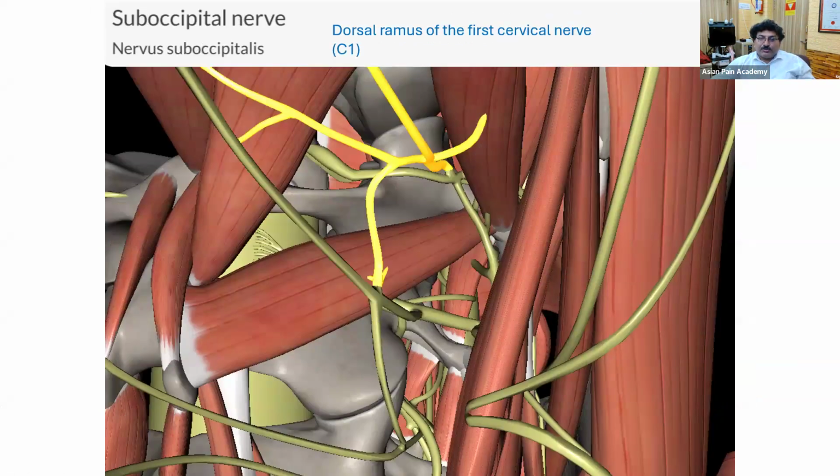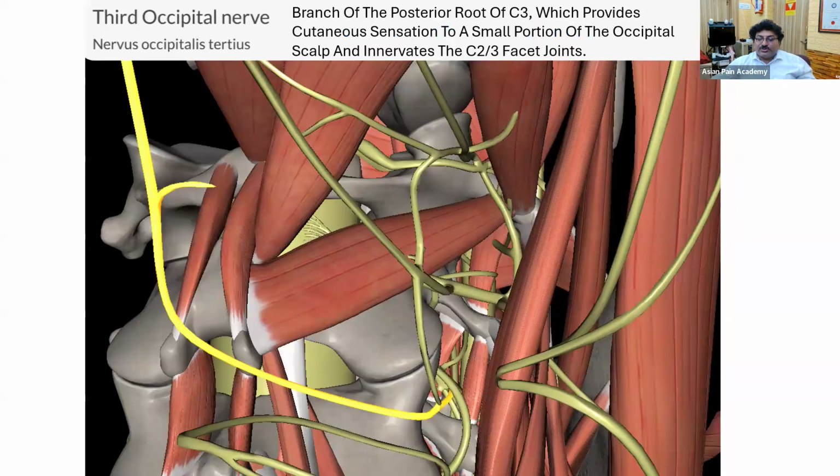The suboccipital nerve is not that important. It is a very small nerve, the dorsal ramus of the first cervical nerve, or C1. Next comes the third occipital nerve.